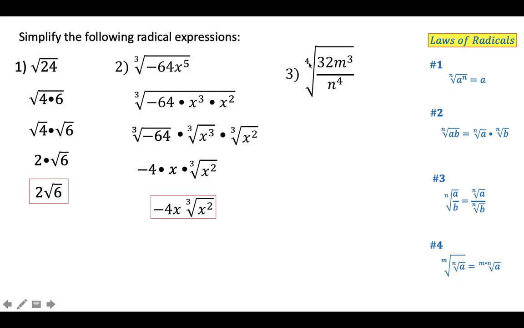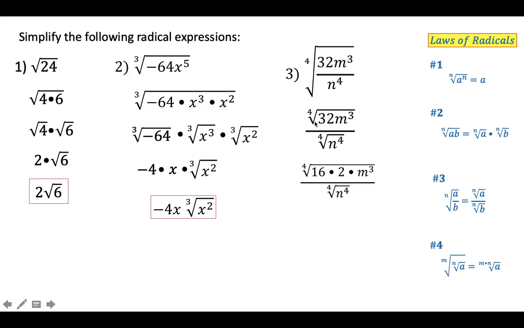Now our last example, the fourth root of 32m cubed over n to the fourth power. Applying the law of radicals number 3, we will just distribute the index to each of them. So that is the fourth root of 32m cubed and the fourth root of n to the fourth. Then we're going to simplify each of them. Let's start with the numerator.